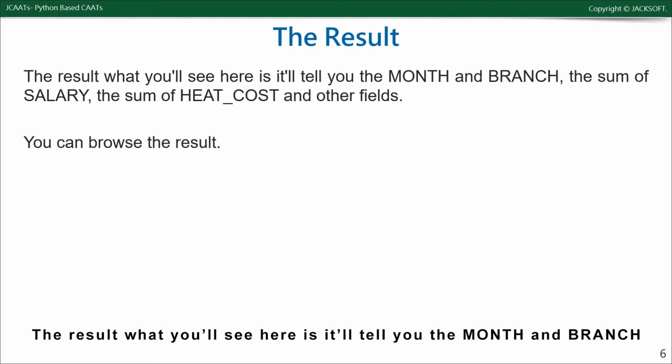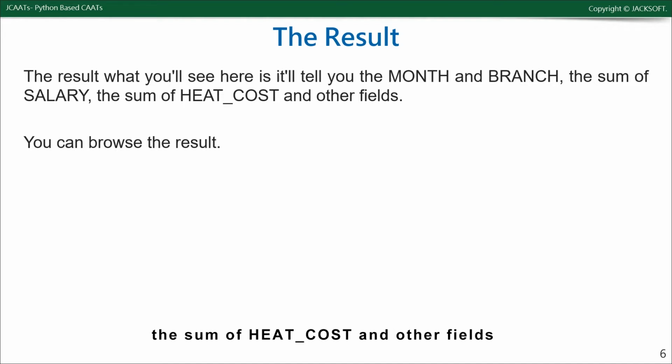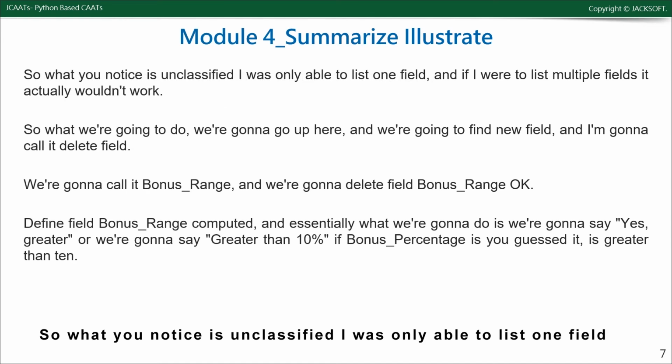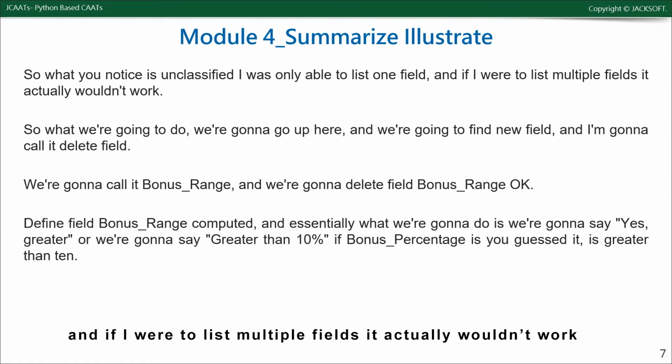The result you'll see here tells you the month and branch, the sum of salary, the sum of heat_cost and other fields. You can browse the result. So what you notice is in classify I was only able to list one field, and if I were to list multiple fields it actually wouldn't work.